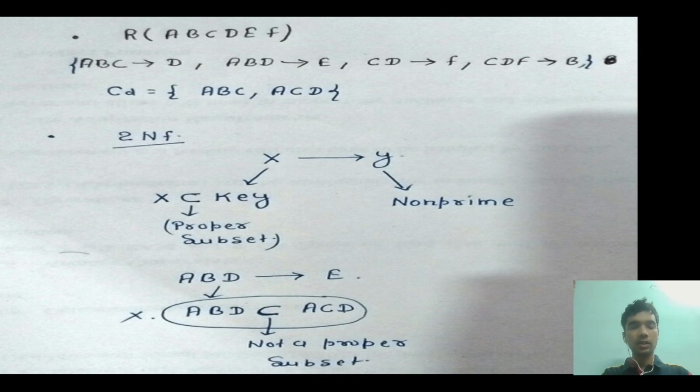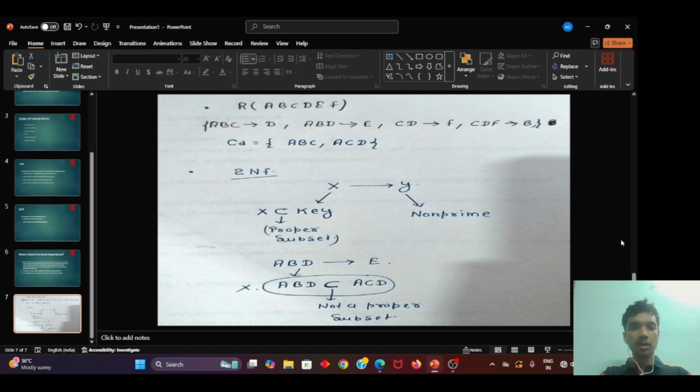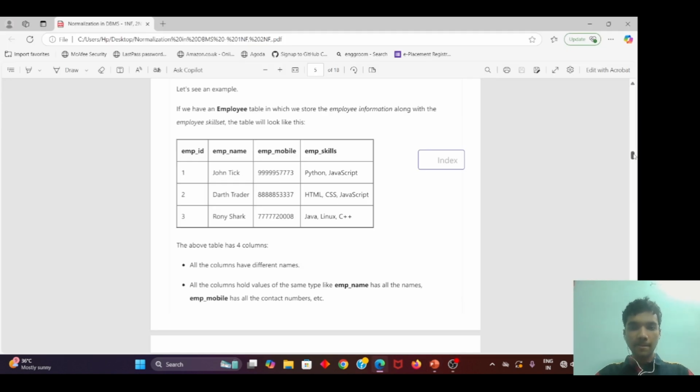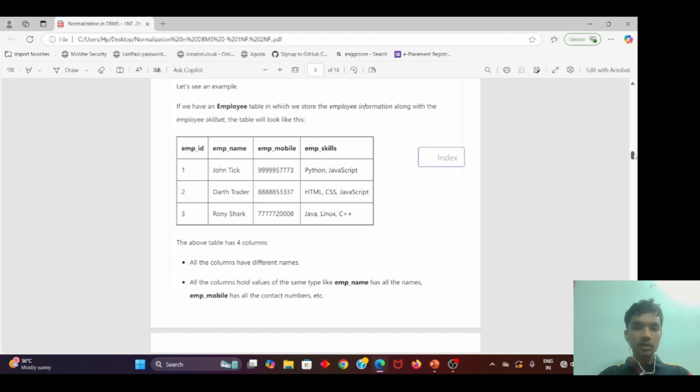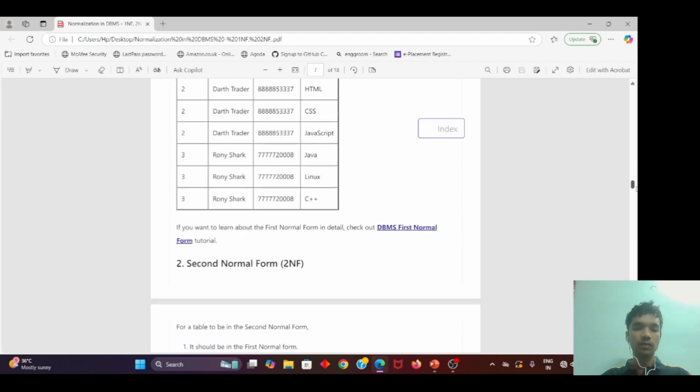Now let's understand with a numerical. Like there is a table in which, in the fourth column EMP skills, there are multiple values in a single cell, like Python, JavaScript, which violates the 1NF property. So it is not in 1NF, and therefore it is also not in 2NF.